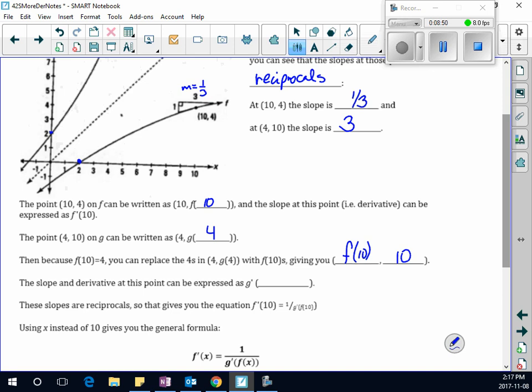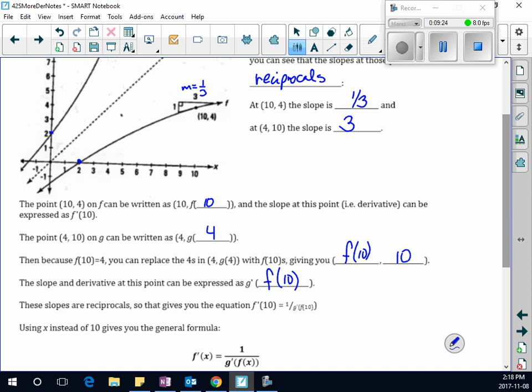So do you remember back over here when we were saying, oh yeah, right here. The point (10, 4) can be written as (10, f(10)). The slope of that point can then be written as f prime of 10. We're taking that, not this, right? The slope. Okay, so what's this going to be then? g prime of f(10). Very good.